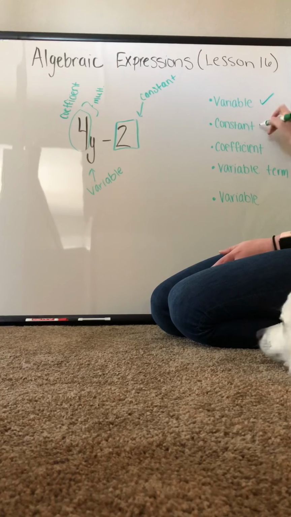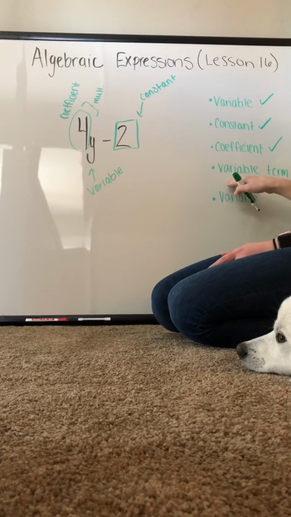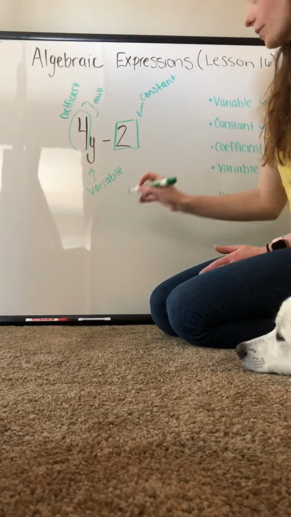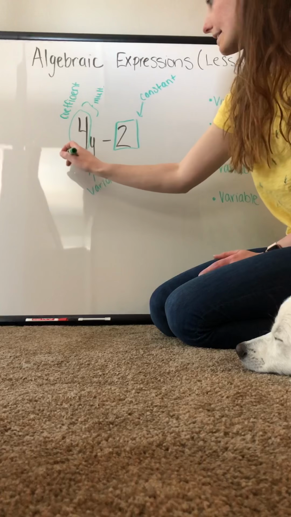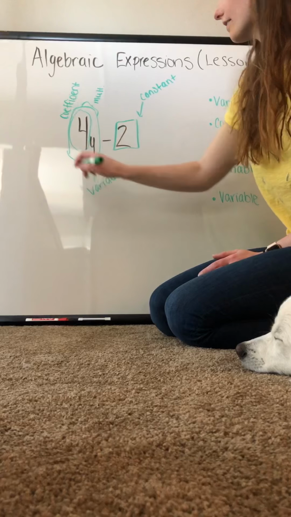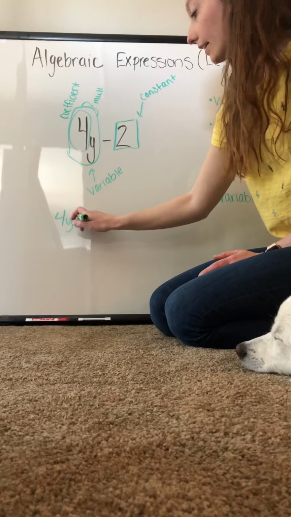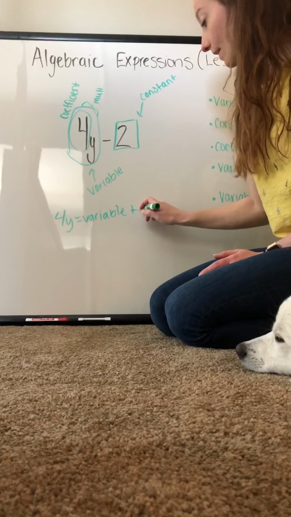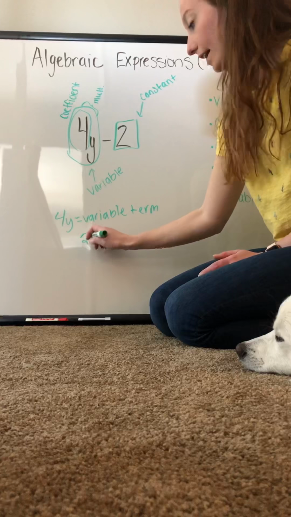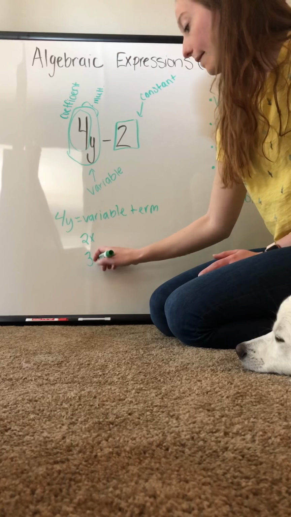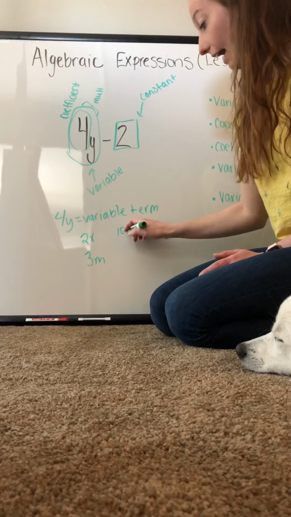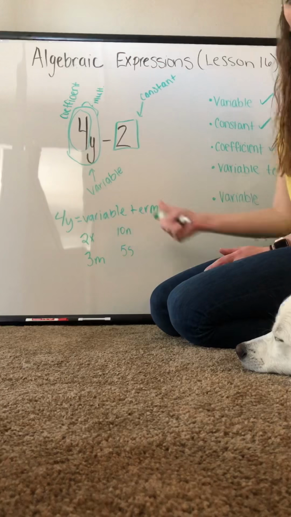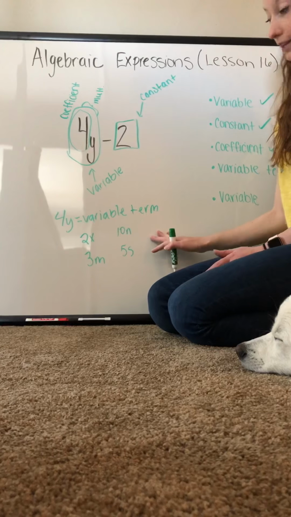All right, so we have variable, we have constant, we have coefficient. The next one is a variable term. So a variable term has a coefficient and a variable. So that means your variable term is this entire thing right here. So 4y equals a variable term. Another example is 2x, 3m, 10n, 5s. Those are all variable terms. So it has a coefficient and a variable. That's what makes it a variable term.